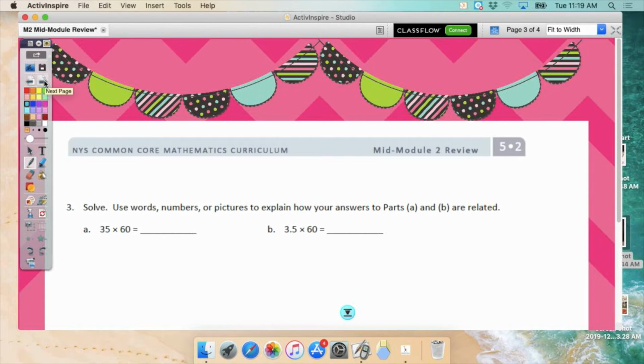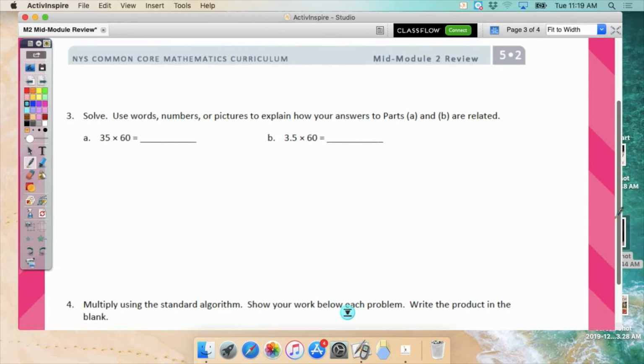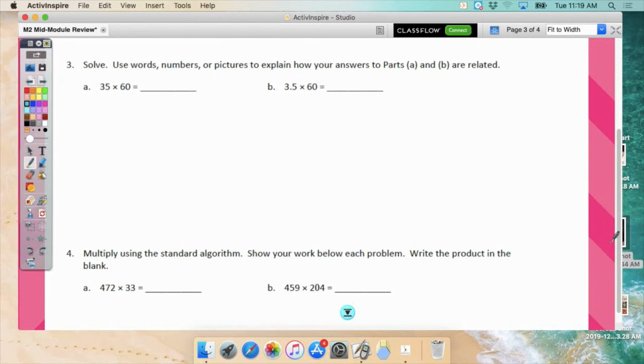Finally, we're on the second page. Yay! Okay, so let's take a look at this one. I've got to solve, and then I've got to use words, numbers, or pictures to explain how the answers to part A and B are related.